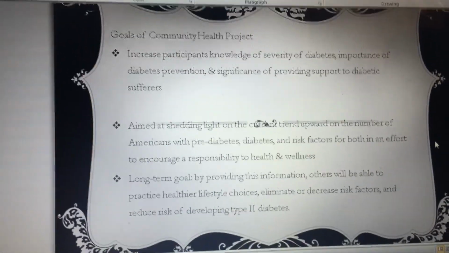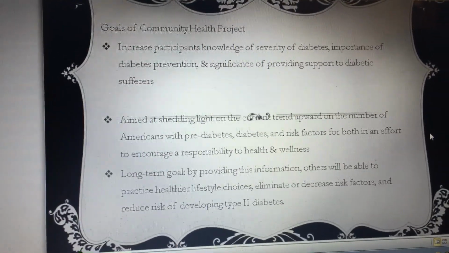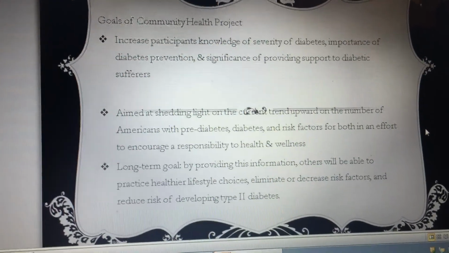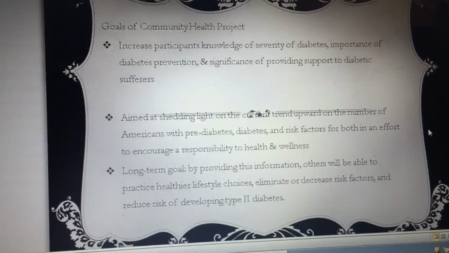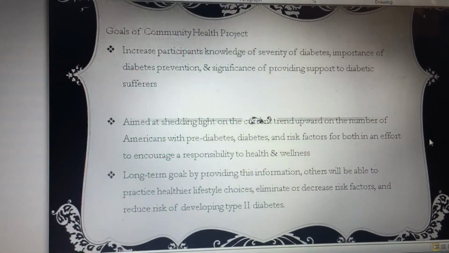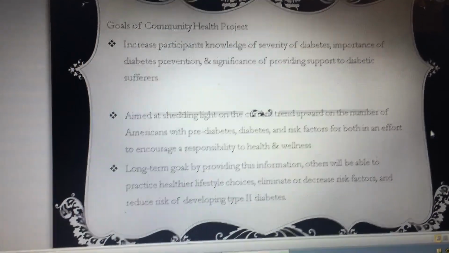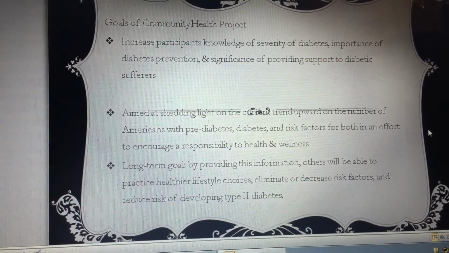The goal of this healthcare plan: I initially was going to present my community health project at a health fair and it fell through. My initial goal was to increase participant knowledge of the severity of diabetes, the importance of diabetes prevention, and the significance of providing support to diabetic sufferers.